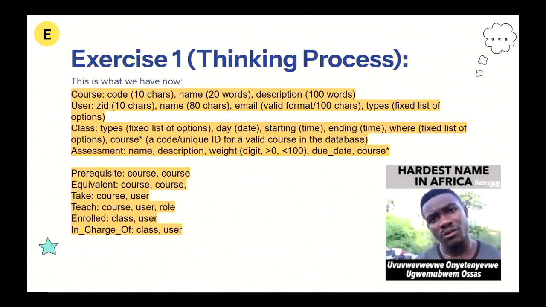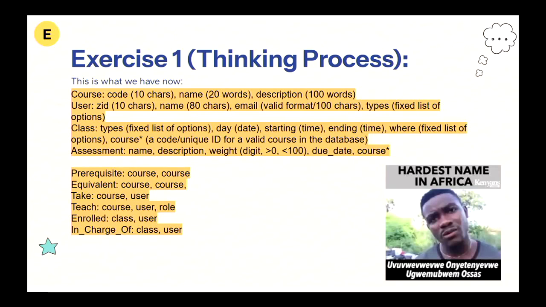And for course, this is also quite special, the course of the class. Because a class relies on the existence of a course. So this course here, the constraint is, it must be a course code or maybe some other unique ID of a valid course in the database. So we should have courses first before we have classes. So this is the constraint of the course attribute for the class.